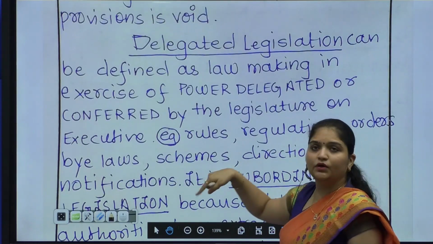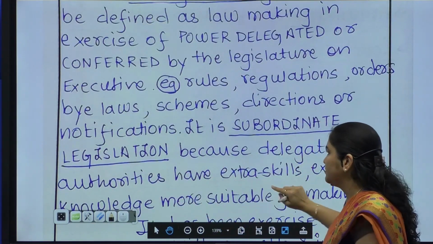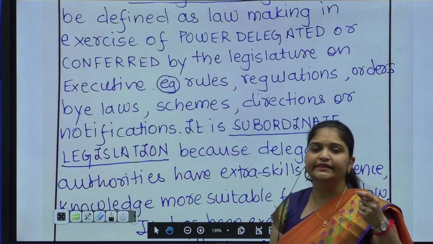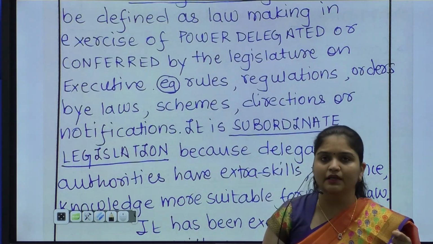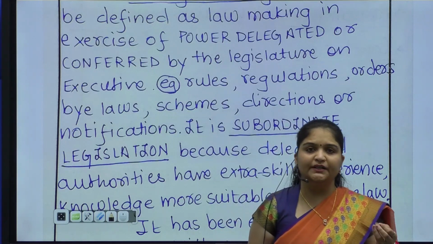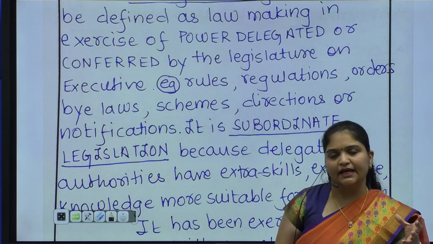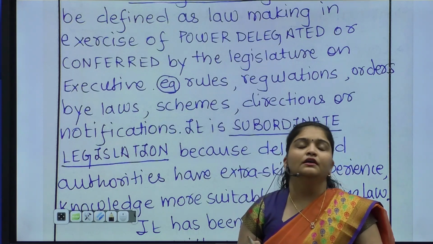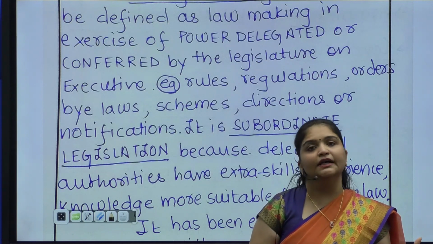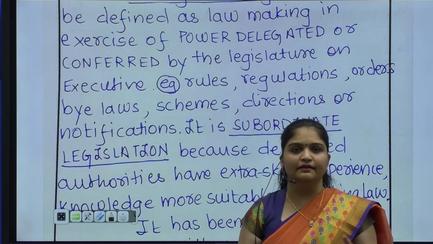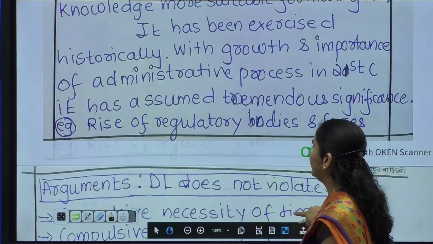Then we explain what is delegated legislation, which is also subordinate legislation. And what is the need? Because these people, the officials, the executive, have expertise and a specialized skill set to perform this. And with the changing times in public administration, after 1990, specifically after globalization, this need has increased. Is it clear? So in this way, we talk about it.